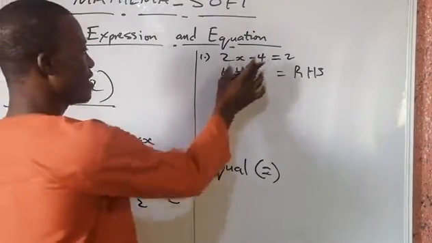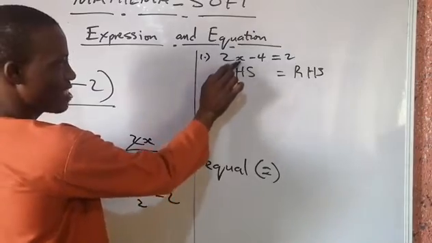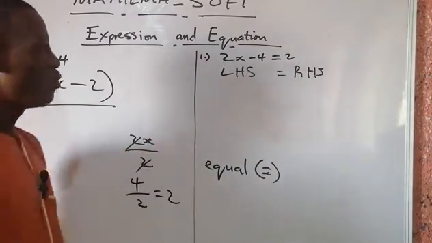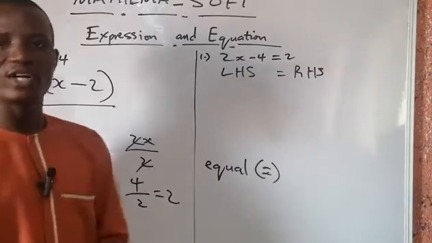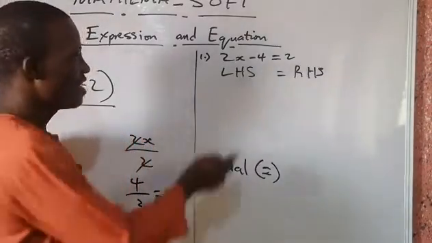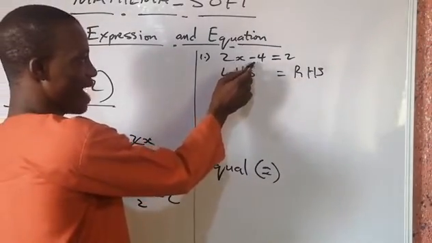So if I look at this, my target here is to make this x stand alone. I want this x to stand alone. But the soldiers around this x, one of them is this minus 4.